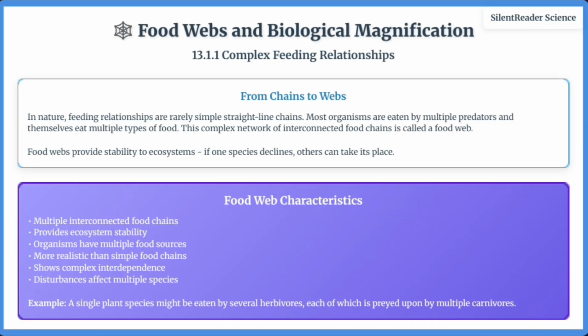Now let's move from simple food chains to more complex food webs and understand the important concept of biological magnification. In nature, feeding relationships are rarely simple straight-line chains. Most organisms are eaten by multiple predators and themselves eat multiple types of food. This complex network of interconnected food chains is called a food web. Food webs provide stability to ecosystems. If one species declines, others can take its place.